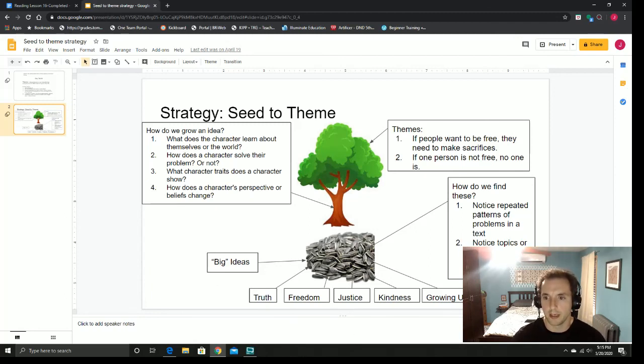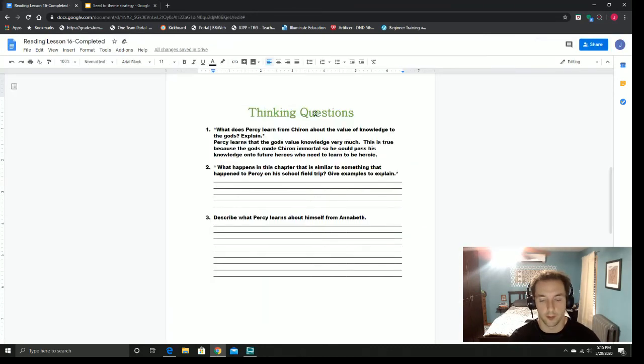Again, noticing repeated patterns of problems in the text, or topics or ideas that are brought up often in the text. So if we can think about something that happened in this chapter that happened in earlier chapters too, maybe we can find the topic of the theme that the author is trying to put forth. So pause the video now, look back in your text.